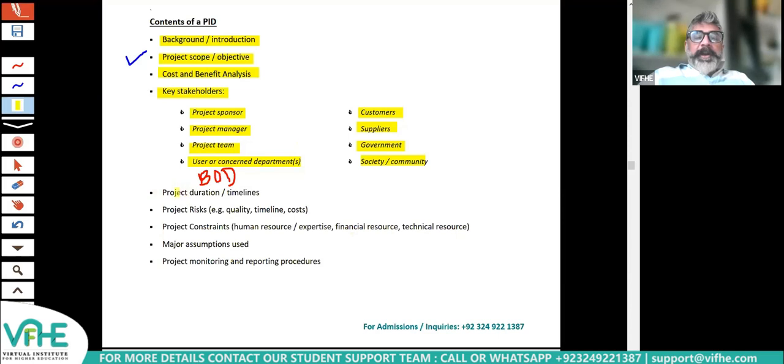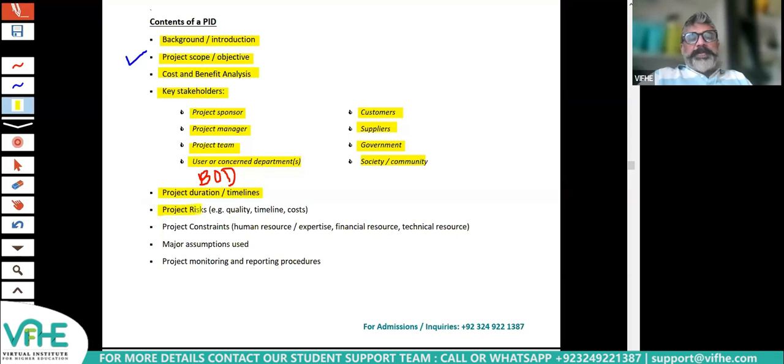Project duration and timelines. This is very important, that in the PID, the actual duration or deadline or timeline should be mentioned, that this project needs to be completed in 3 months or 6 months or 18 months or 5 years, whatsoever, depending on the project, but a clear timeline and deadline has to be mentioned so that the project team knows the deadline so that they can work accordingly in order to meet the deadline.